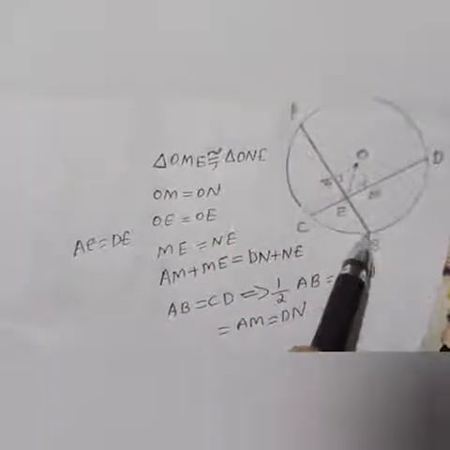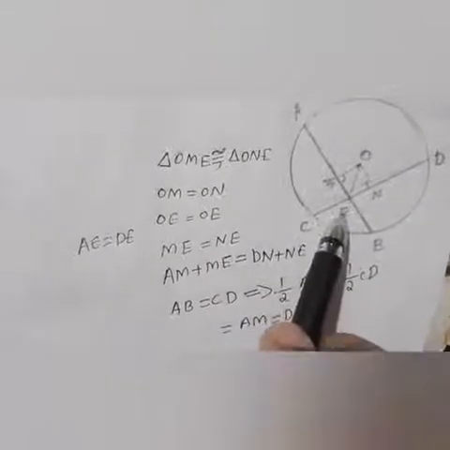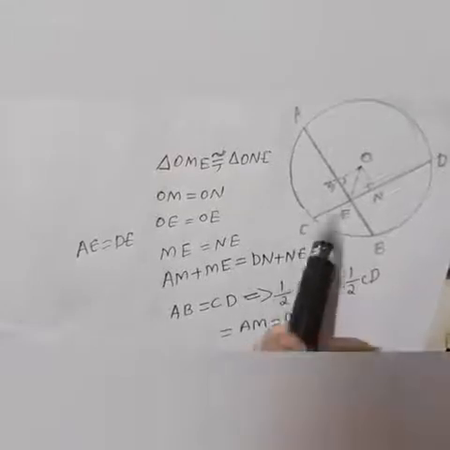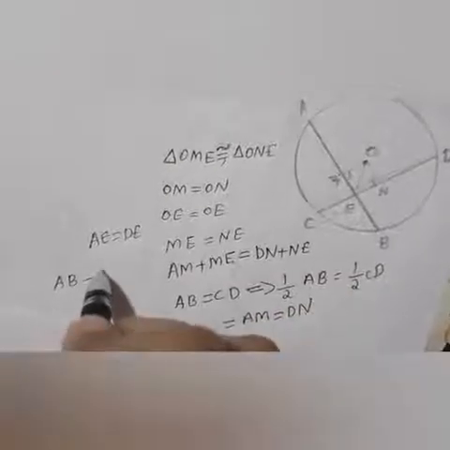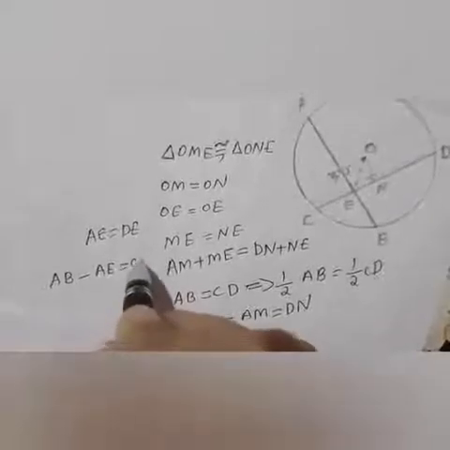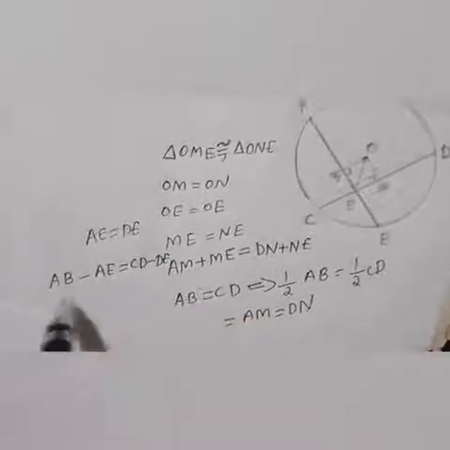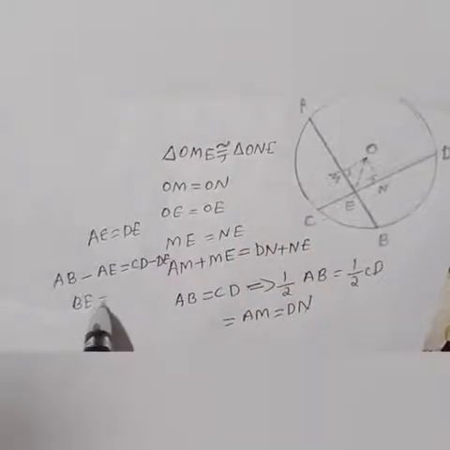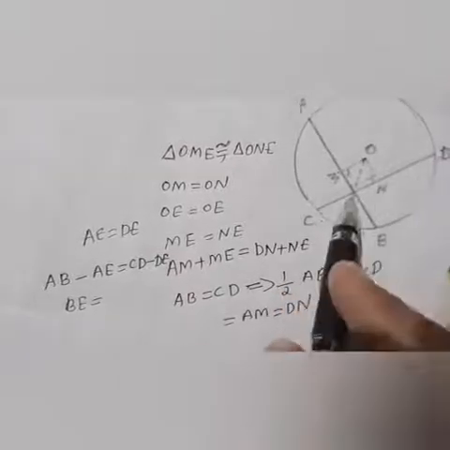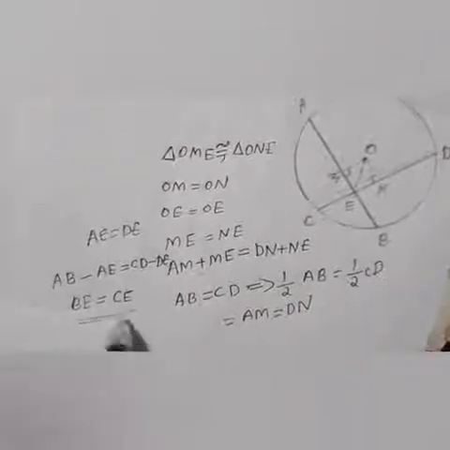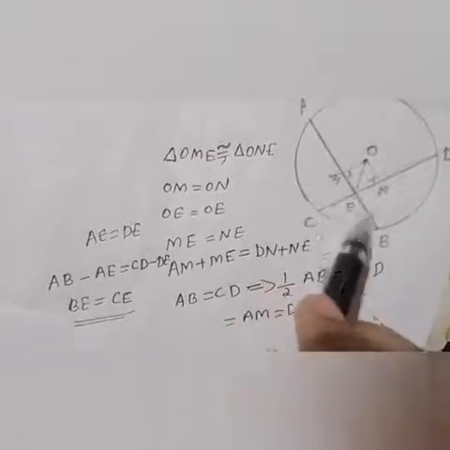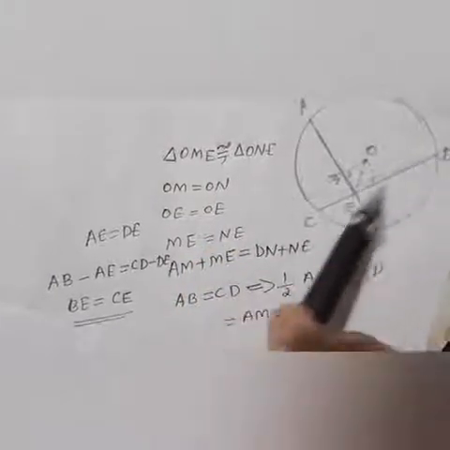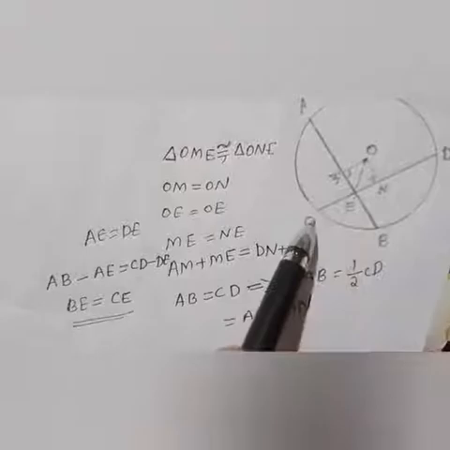So AB minus AE we get CE, and CD minus DE we get CE. That means AB minus AE equal CD minus DE. AB minus AE is BE, and CD minus DE is CE. That means these two portions are also equal. So we proved AE equal DE and BE equal CE.